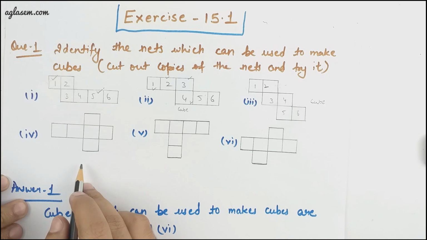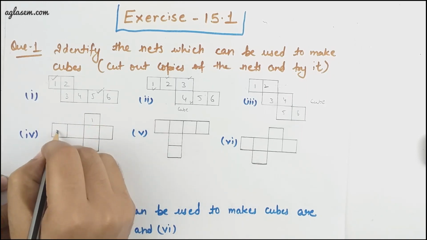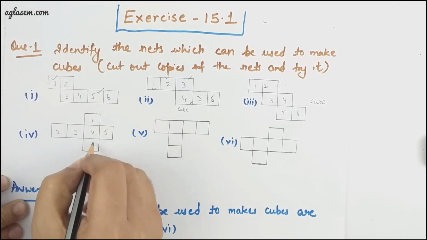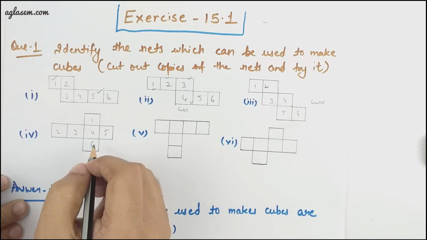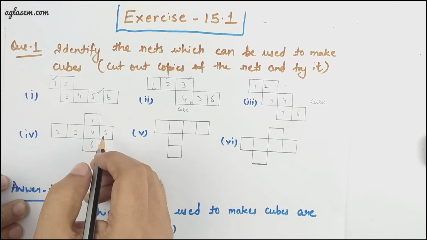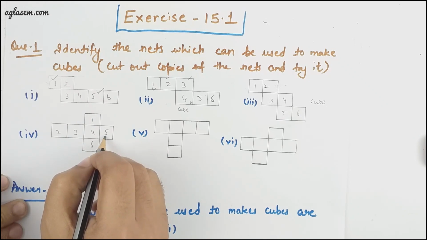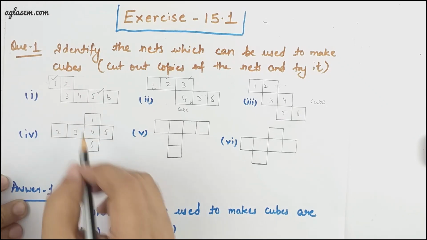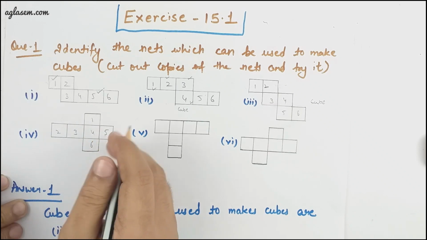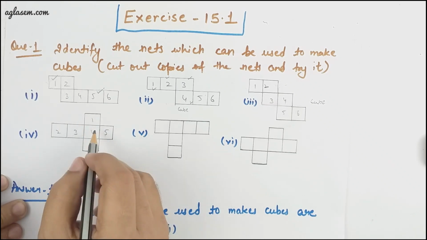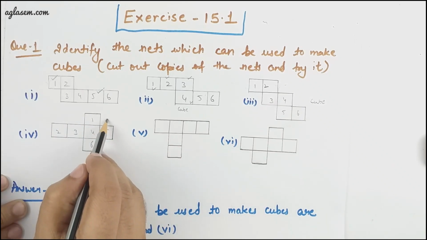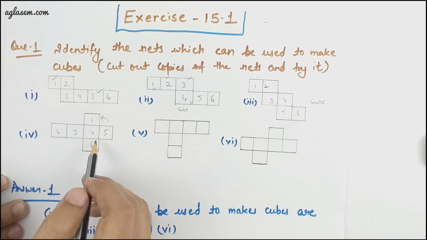Now this figure where we have 1, 2, 3, 4, 5, 6. If you fold around this fifth number and just tilt out 1 and 6 so as you can have two sides of the cube and just rotate it this way, you can actually form a cube.